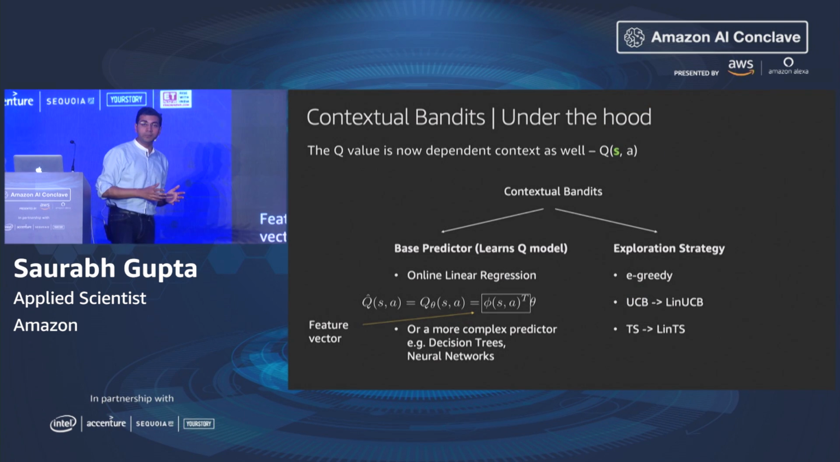Okay, so under the hood, what's happening now? We still learn a Q function, which is the Q value or the mean reward for every action. But the difference, sorry.